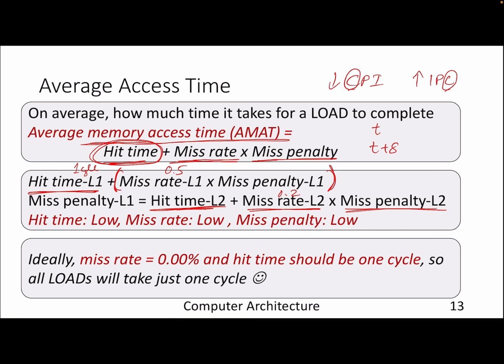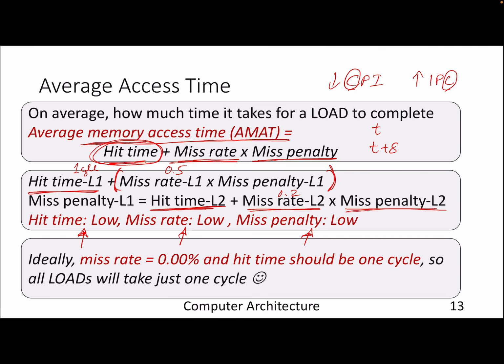So this is a recursive definition that you can think about, going through the entire memory hierarchy, right? So ideally, we need a pretty competitive hit time, it should be low, the miss rate should be low, and the miss penalty should be low. So these are the 3 ideal conditions for any cache or cache hierarchy.